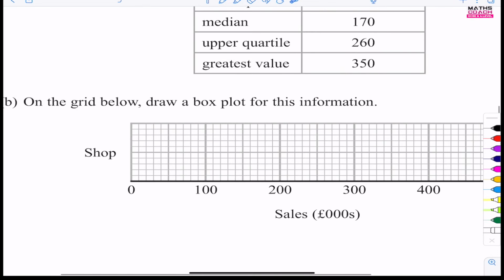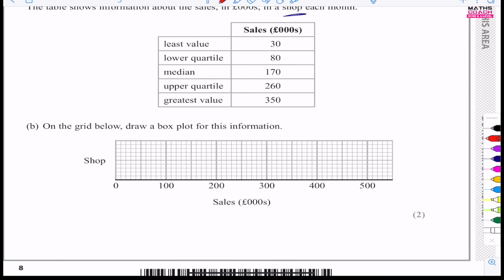So if you look at these squares, from here to here is 100. So that means this is 50, and therefore each of these is 10. All right, so 80 here: 50, 60, 70, 80 right there. Okay, like that. That's 80. So that's my lower quartile done.